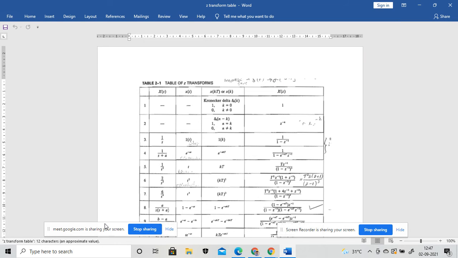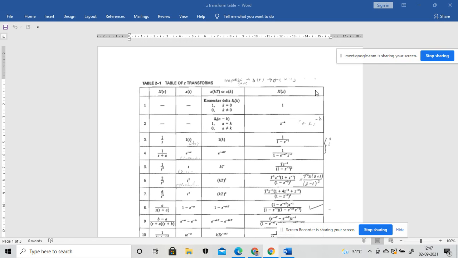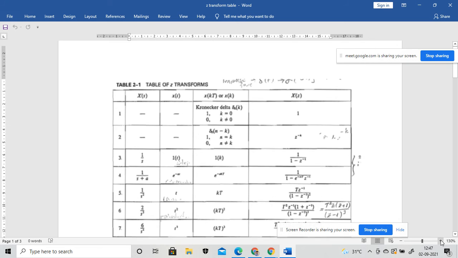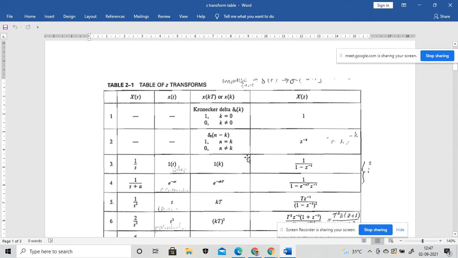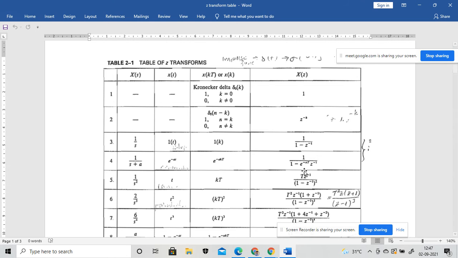Yes, yes. So if I expand this thing, okay. Is that table visible? Yes. Yes, sir. Okay.